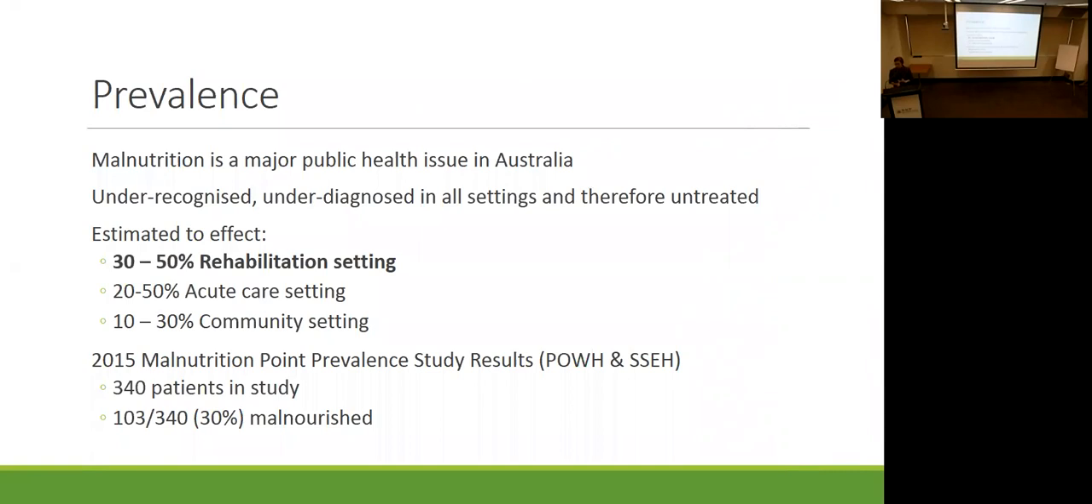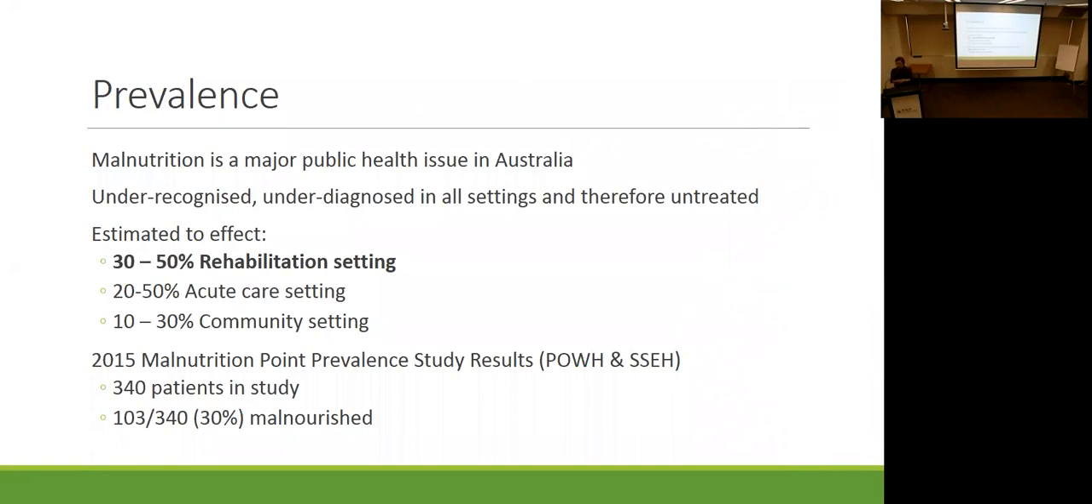In the rehabilitation setting, it's estimated to affect between 30 and 50% of our patients. And that's because a lot of our patients have been transferred from the acute care setting, or have come from a community setting where the potential for malnutrition is already there. And then because of a longer length of stay, they're likely to become even further malnourished.